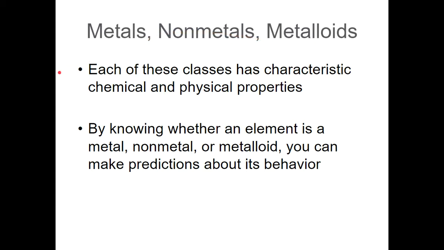So each of these classes has characteristic chemical and physical properties. They have both, and so we're going to talk about both for each of these categories. By knowing whether an element is a metal, nonmetal, or metalloid, you can make predictions about their behavior.